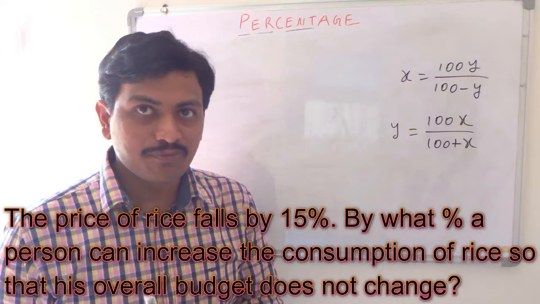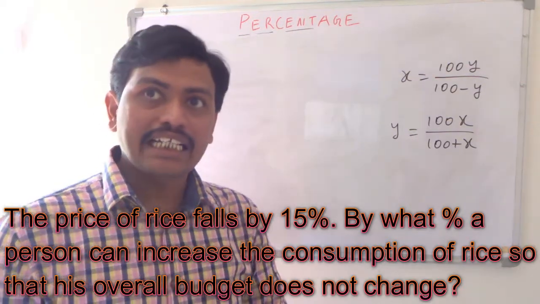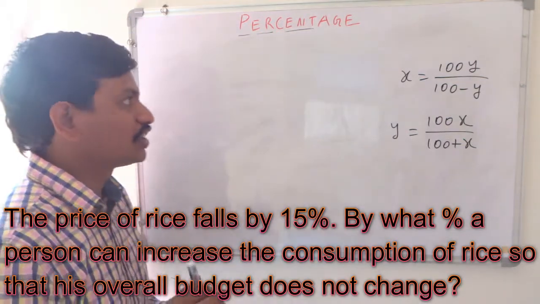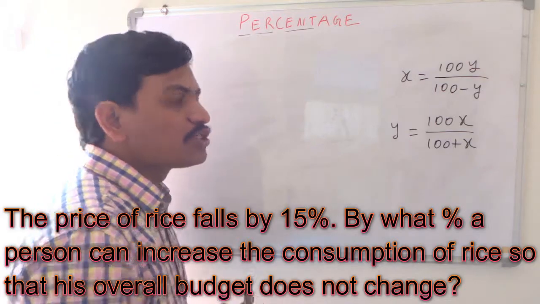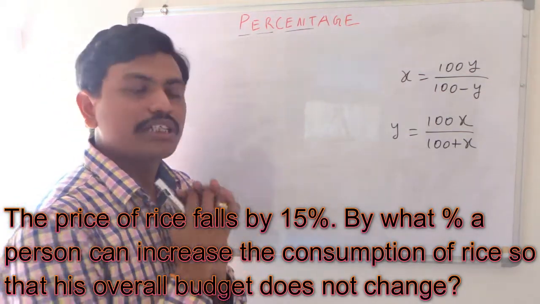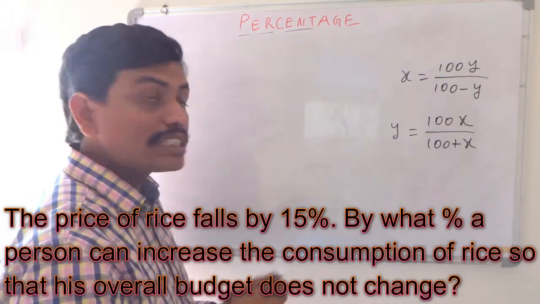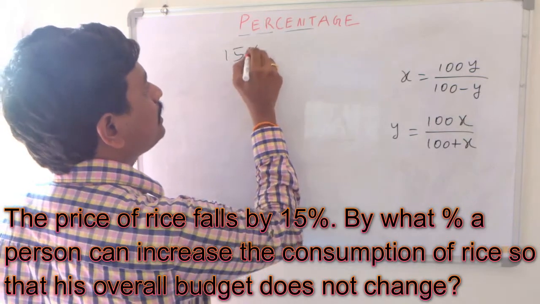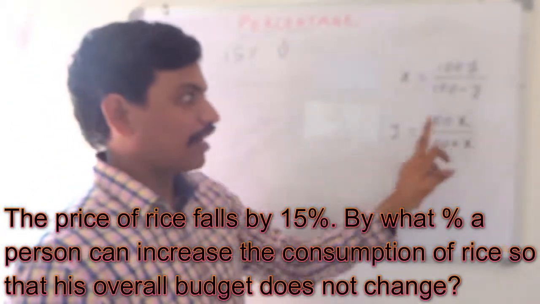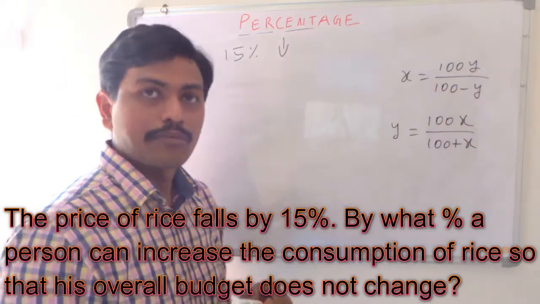The price of rice falls by 15%. By what percent can a person increase the consumption of rice so that his overall budget does not change? In this type of problems, don't see whether it is petrol or rice, whatever it may be. Just see whether it is increased or decreased. So here the price of rice falls by 15%. That is a 15% decrease. If increase is given, substitute X and find Y. If decrease is given, substitute Y and find X.